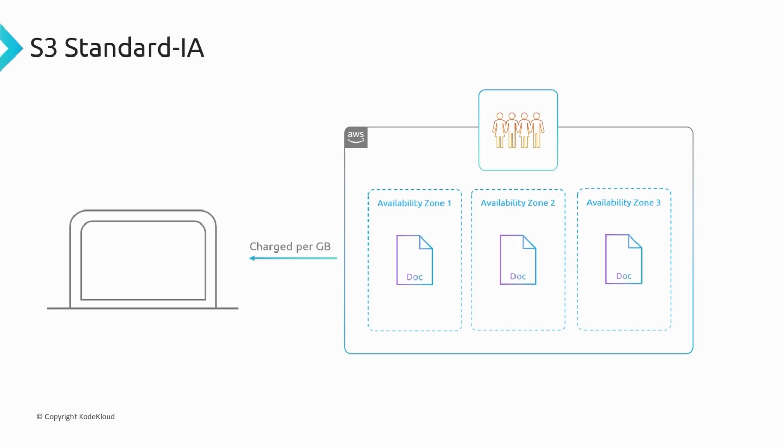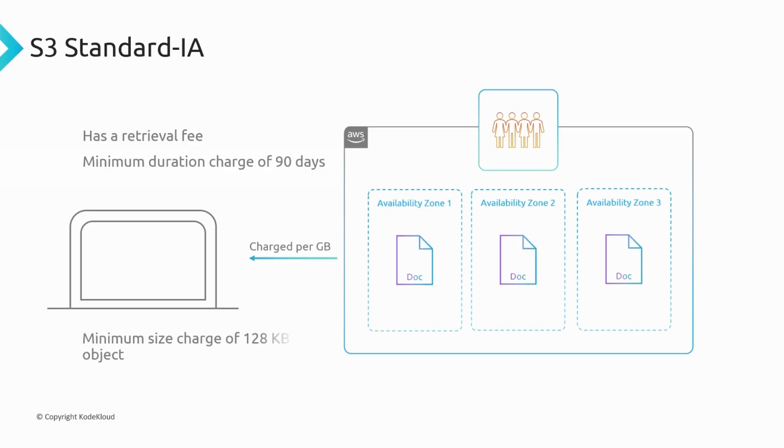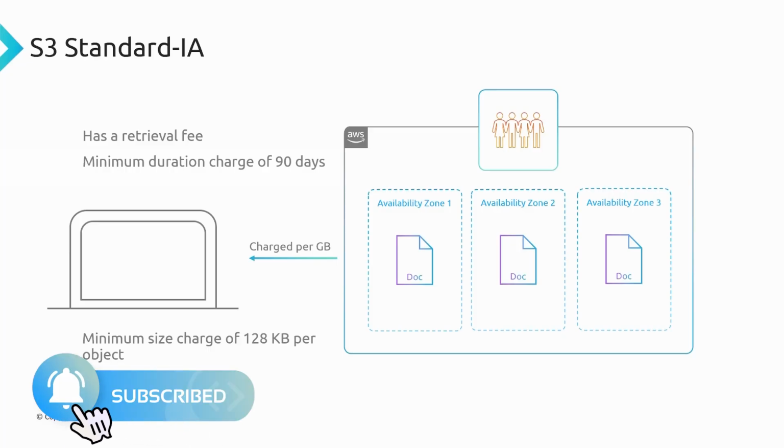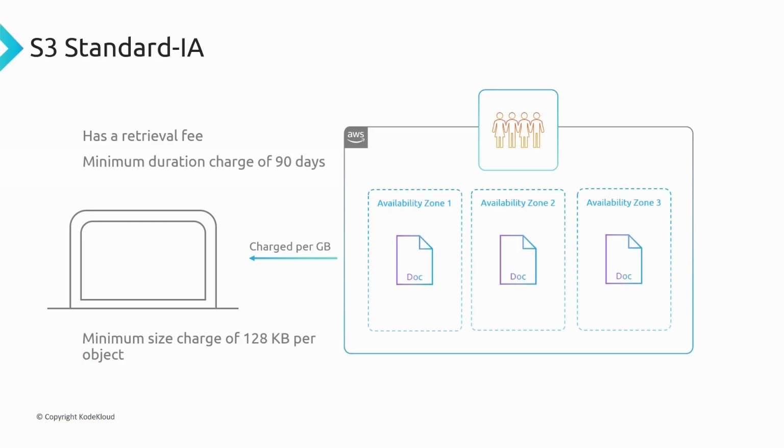But the difference here is you have a retrieval fee. So on top of the egress fee that you have to pay for every gigabyte transferred out, you also have to pay a retrieval fee. It's going to have a minimum duration charge of 90 days. So you're going to be charged at minimum of 90 days for every file that gets stored, no matter how many days you store it there for. And you have a minimum size charge of 128 kilobytes per object. So even if the file is only like 1 kilobyte, you're going to be charged for 128 kilobytes. So this storage class is good for data that is infrequently accessed. So it's going to be a little bit cheaper. But keep in mind, though, if you start to access the data more frequently, it's actually going to end up being more expensive than S3 standard.